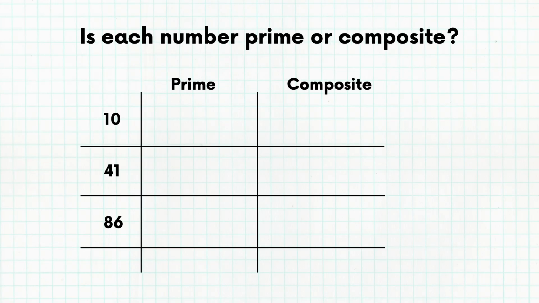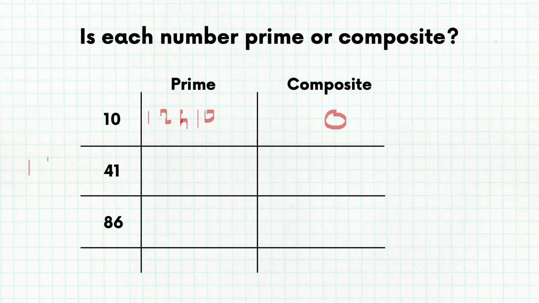Question number 3. Is each number prime or composite? Let's classify the following numbers. Let's look at 10 first. We can find that 10 can be divided by 1, 2, 5, and 10. So we have many factors, you see? So this is composite.